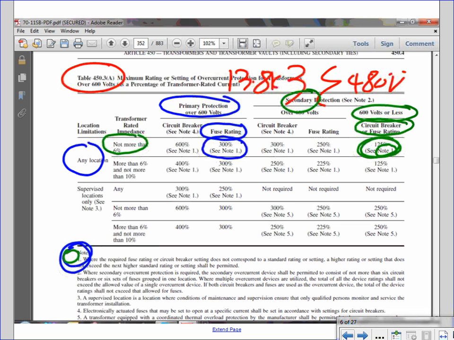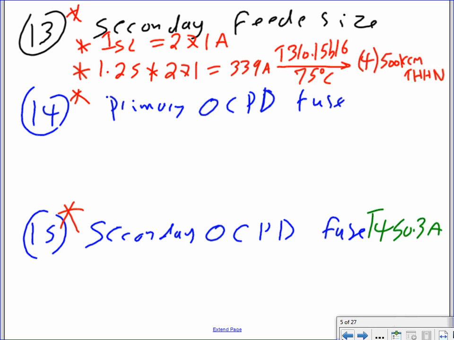Okay. Now, having said that, let's go directly into the 14. 14, primary overcurrent protection device.